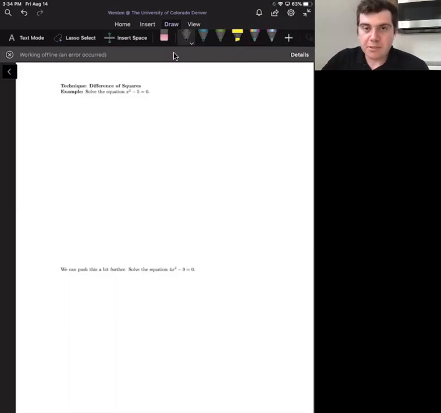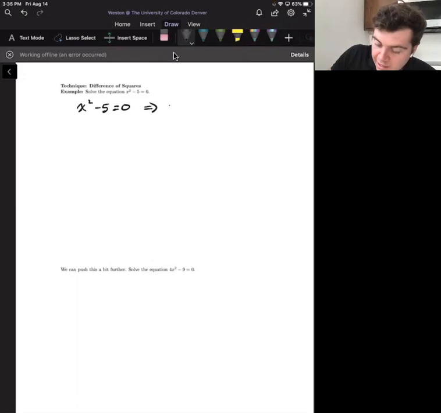So suppose that we want to solve this equation of x squared minus 5 equals 0. Then, because there's no middle term, this is actually very straightforward. So we start with x squared minus 5 equals 0. Then we add 5 to both sides, and that gives us that x squared equals 5. And now we have an x squared on one side and just a constant on the other side. And this means that we can just take the square root of both sides of the equation.